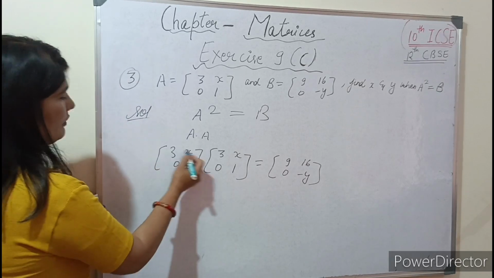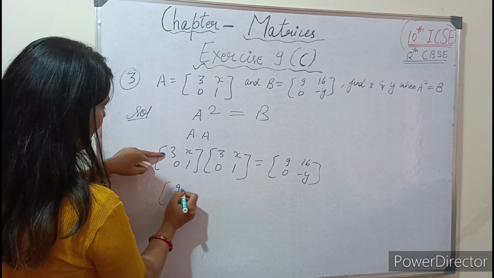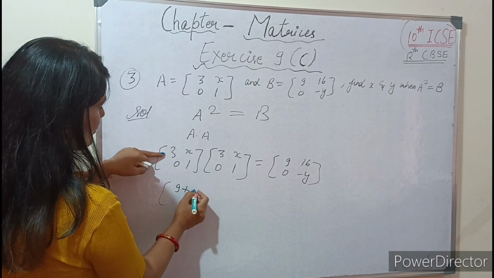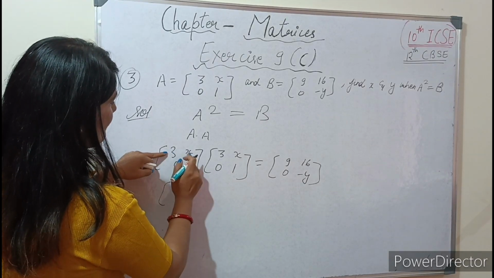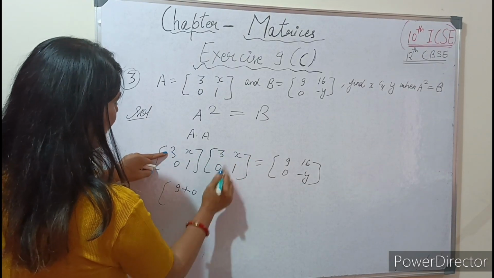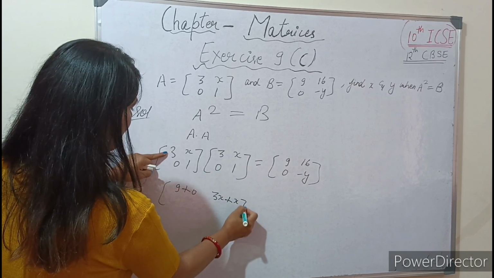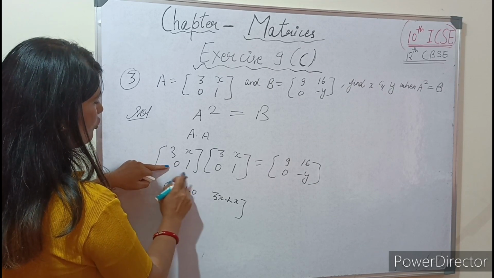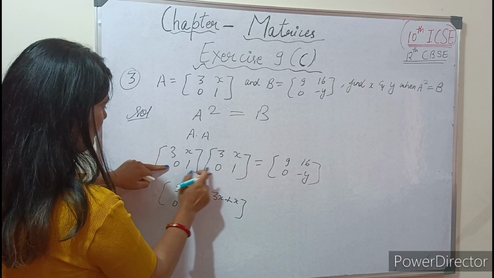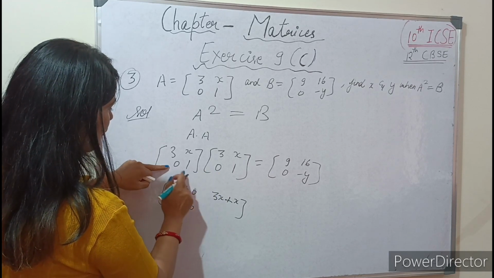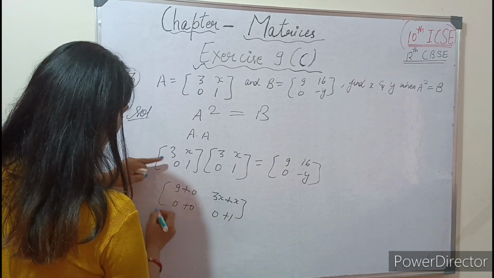Now again, row multiply by column. So 3 multiplied by 3 is 9, plus x multiplied by 0 is 0. In the similar way, the same row multiplied by the second column: 3 multiplied by x is 3x, plus x multiplied by 1 is x. Same way, second row multiplied by first column: 0 multiplied by 3 is 0, and 1 multiplied by 0 is again 0. 0 multiplied by x is 0, and 1 multiplied by 1 is 1.